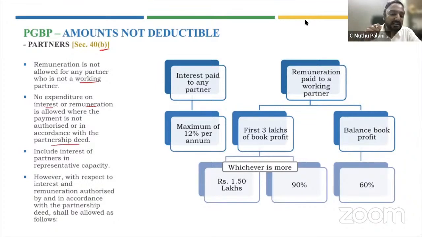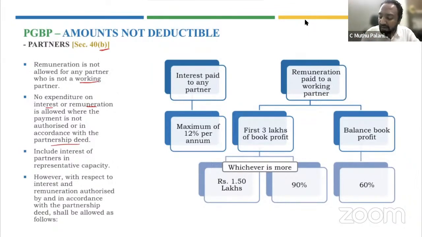So if you need to take interest or any remuneration, such amount should be specified in the partnership deed. The partnership deed should say that this rate of interest will be given for capital, and this much remuneration should be given. So this is what should be discussed in the partnership deed. It must be discussed in the partnership deed.